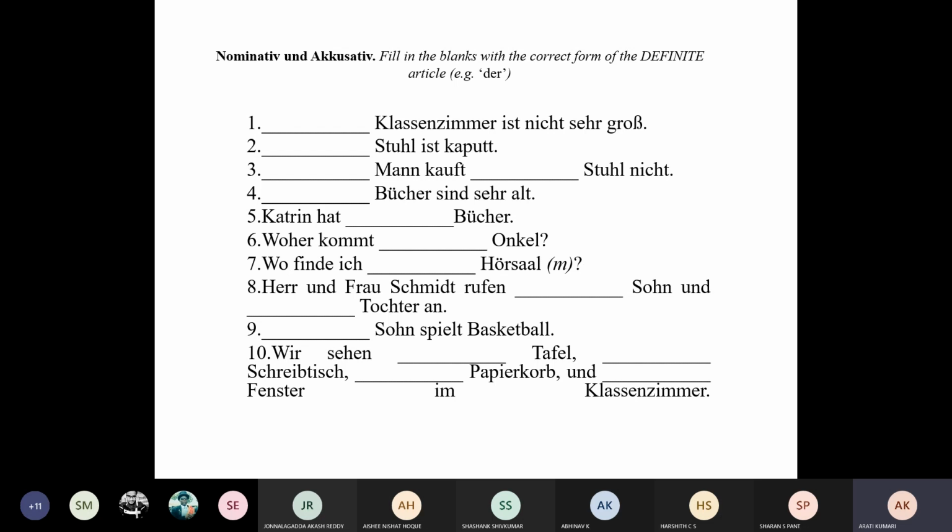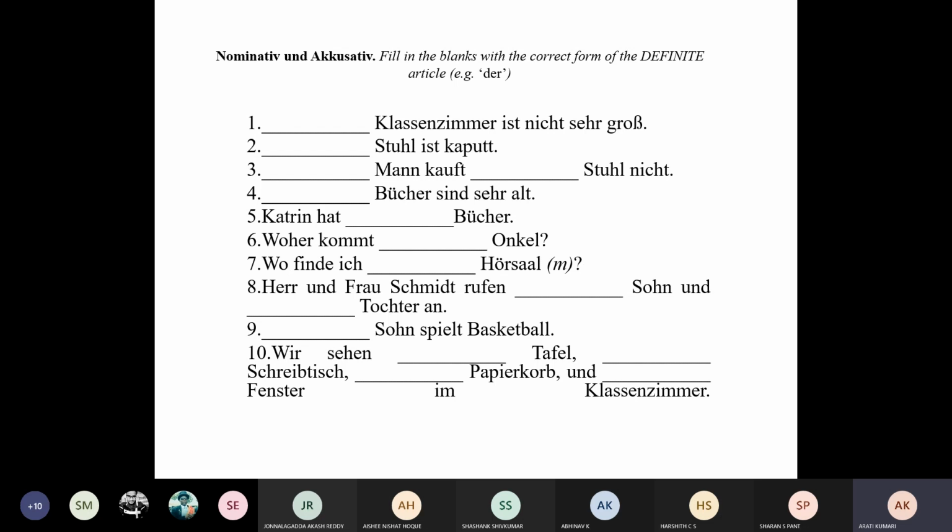So here, und Frau Schmidt, in Schmidt, d will be silent. Rufen, then you have to think now what to put. Sohn und Tochter an. So what do you think you will put? What do we put here? Will it be den Sohn und die Tochter? Yeah, correct. So they are calling up the son and the daughter.